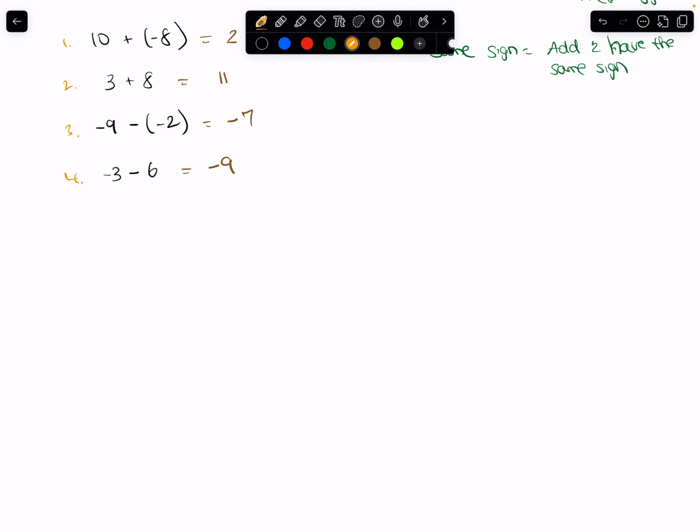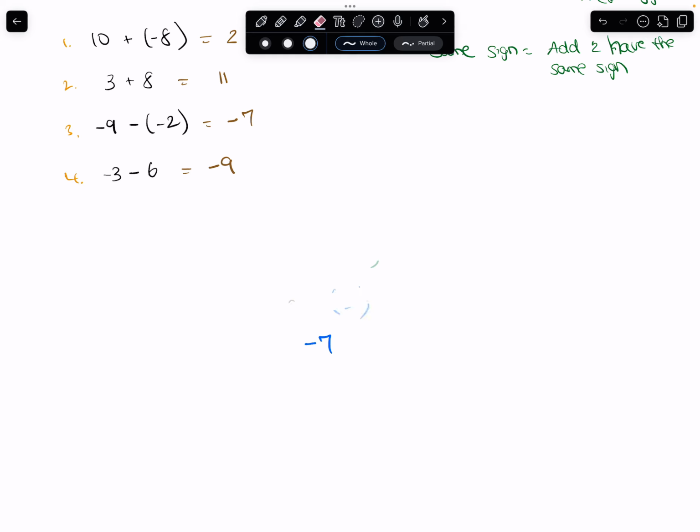Next one, -9 minus -2. The sign in the middle is different. We engage keep change change. Keep -9. Change the negative to a positive. The -2 goes from negative to +2. Keep change change is successful. Different signs between the -9 and the +2. Subtraction. 9 minus 2, 7. Sign of the bigger number it carries when it's subtraction. So it'll be a -7.